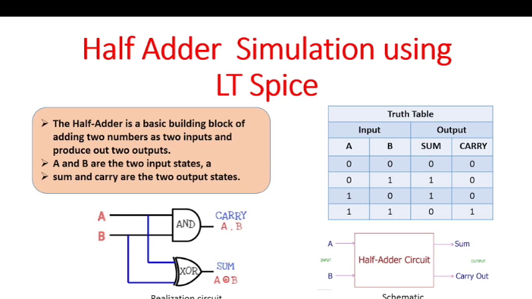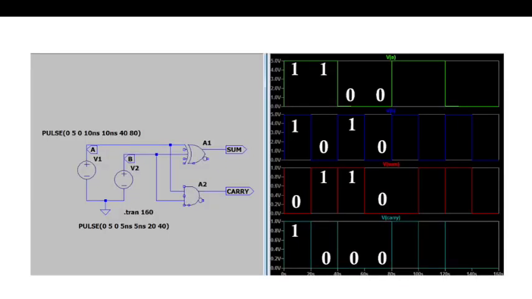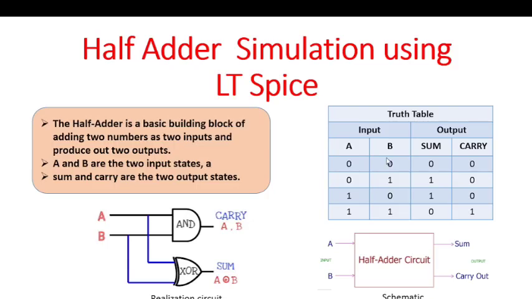For the half adder, we already know the basic things: its table, schematic, equations for sum and carry, and its realization circuits. These things we already studied. And this is the circuit we are going to build in LTSpice, and this is the expected output. This expected output will follow these two tables.